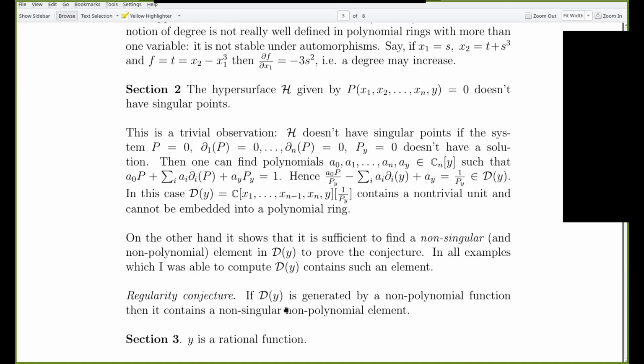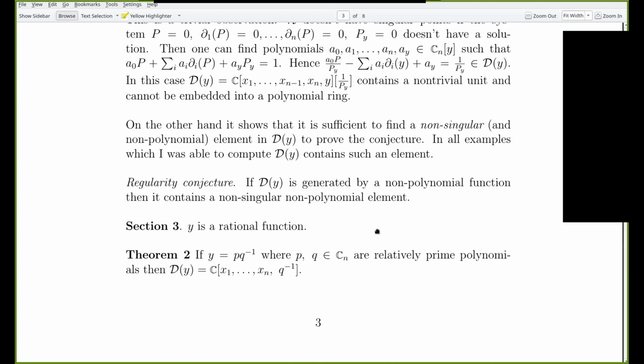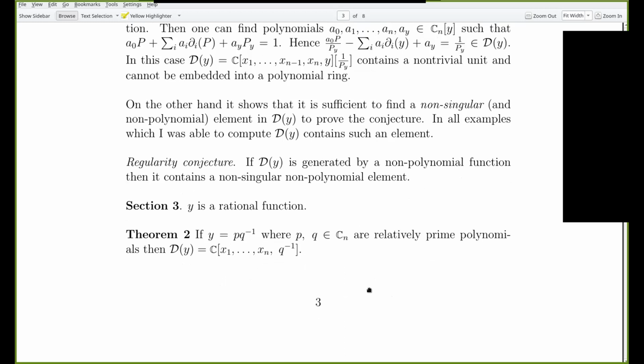Okay, so as we can see from this example, our problem is that we have singularities. So my next example is a rational function, when I do have singularities, when I have a denominator. And in this case, again, it is not very difficult to prove that this algebra would be just generated by all x's and the denominator, of course, with the assumption that P and Q are relatively prime polynomials.